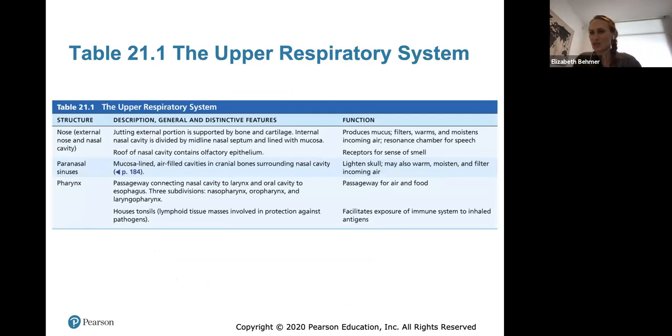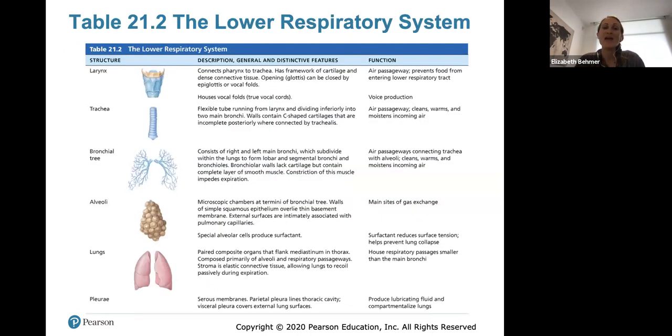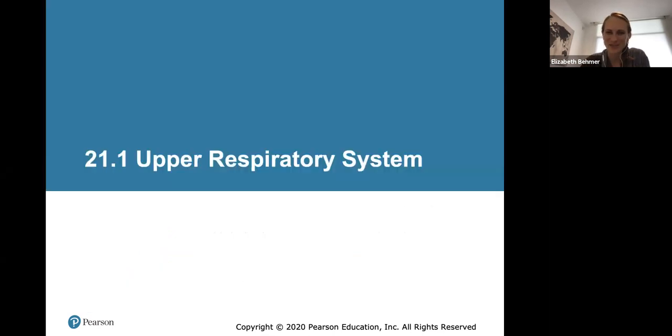Here are the structures of the upper respiratory system, with their description and function. Use these as a general review of the structures of the upper respiratory system, and then to review structures of the lower respiratory system. This is a good review just to get your feet wet back in the game with all this anatomy of the respiratory system.